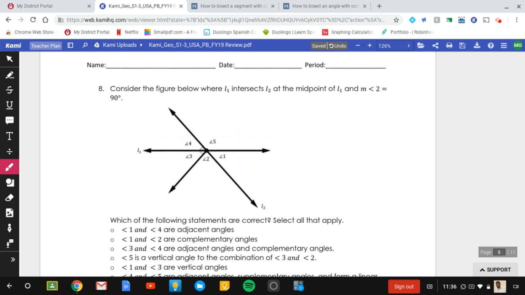I love this question. This was on the last test as well, I believe. No, this was on your homework.